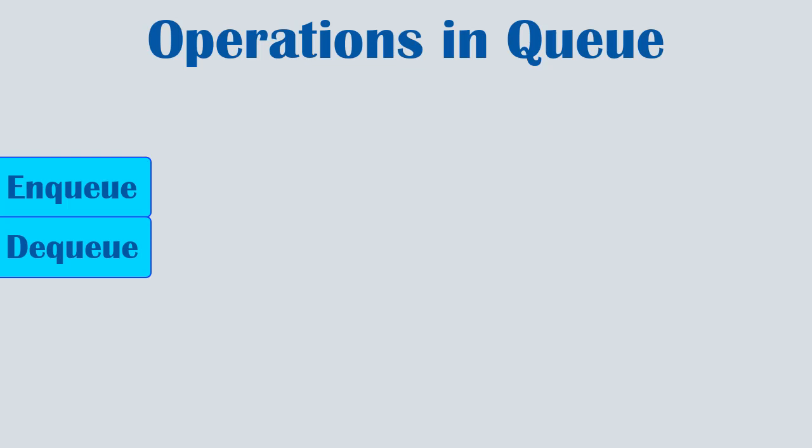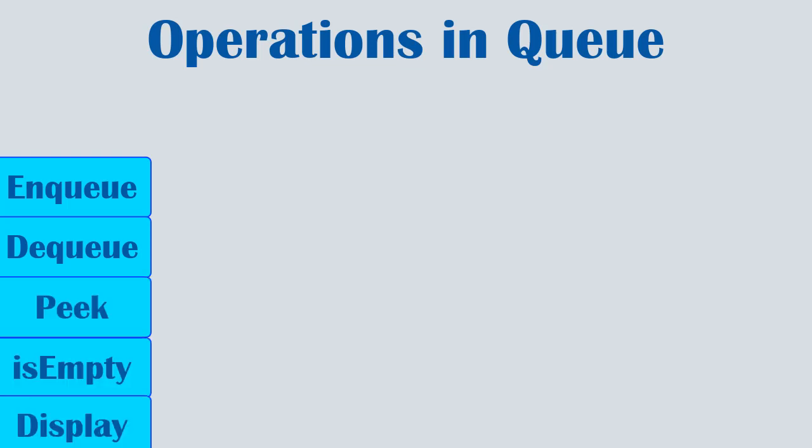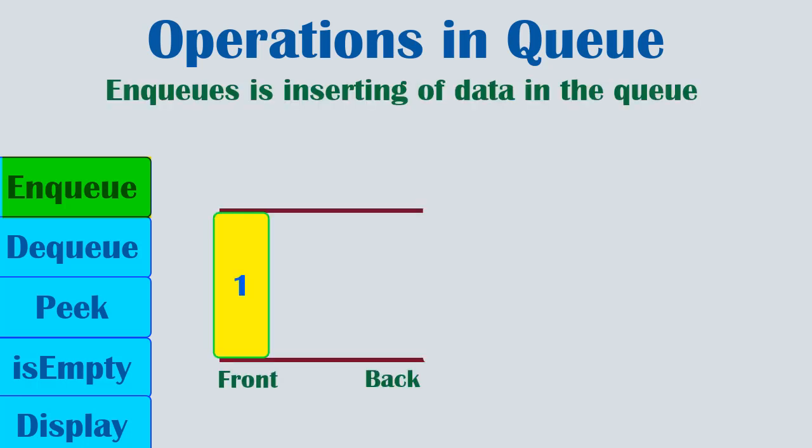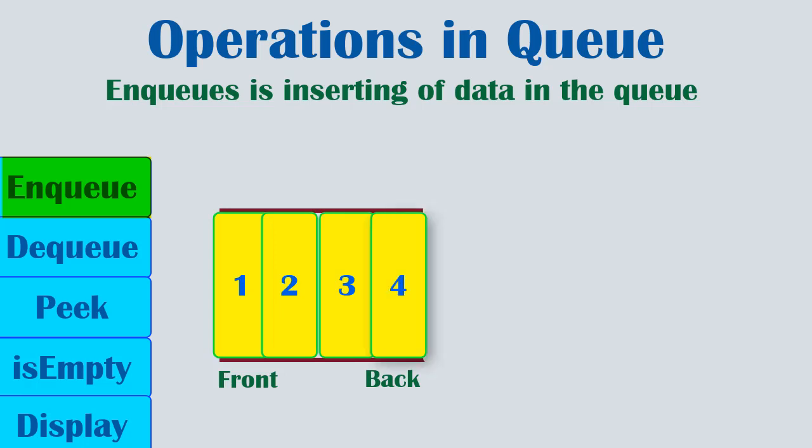Now, what are the different operations we can perform on the queue? You could be asked questions to implement any of them in your exam. Let's look at all of them one by one. First is the Enqueue operation. Enqueue is nothing but inserting data in the queue. It adds data to the queue. As we just learned, we insert data at the back of the queue.